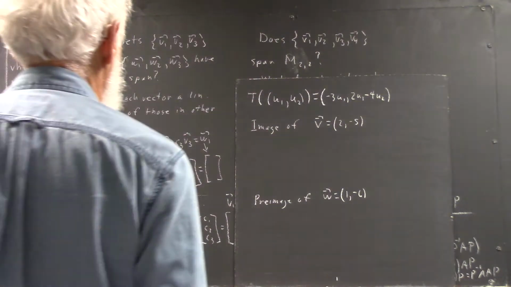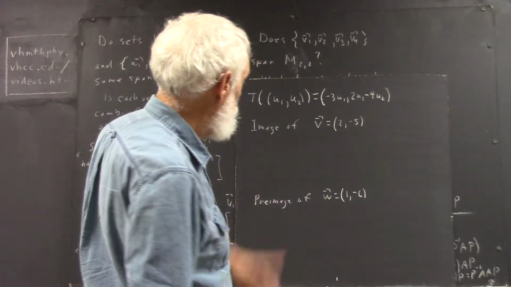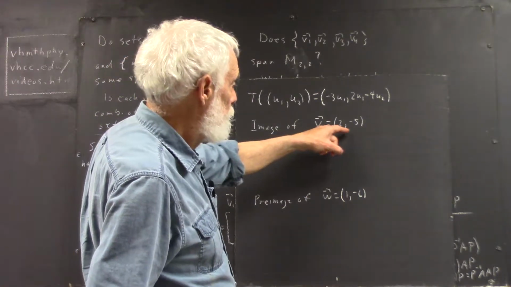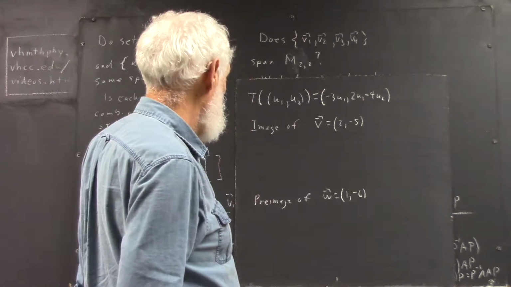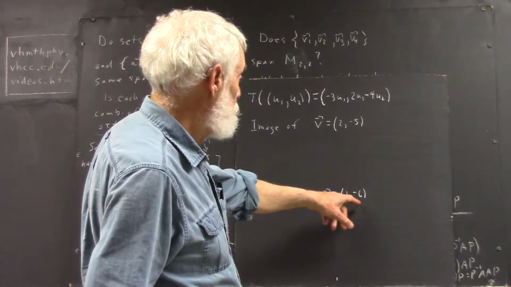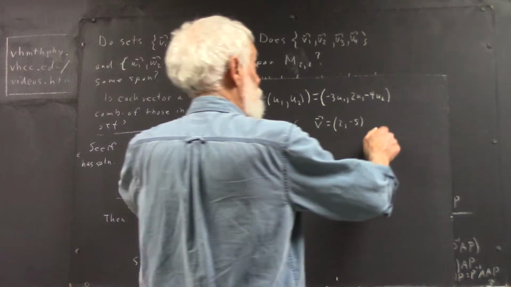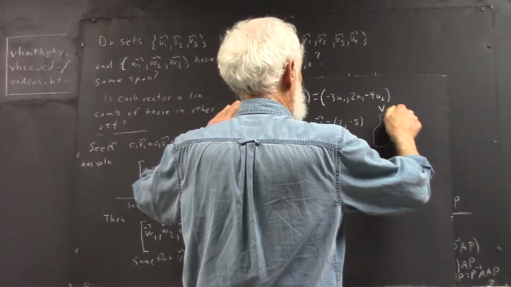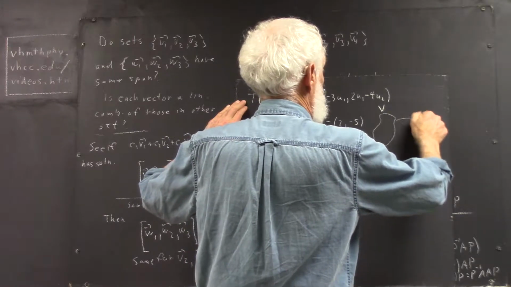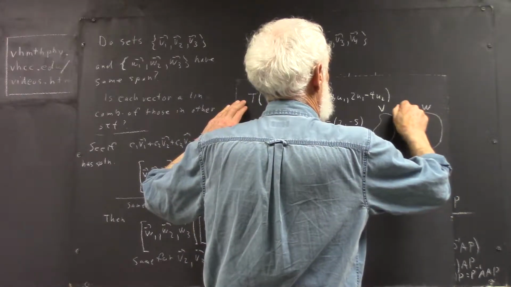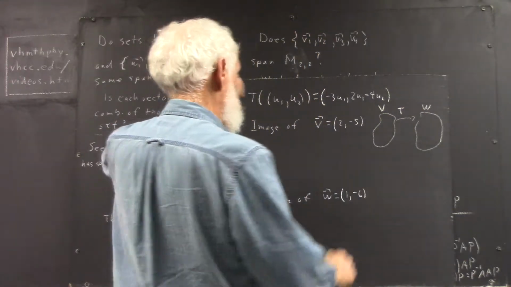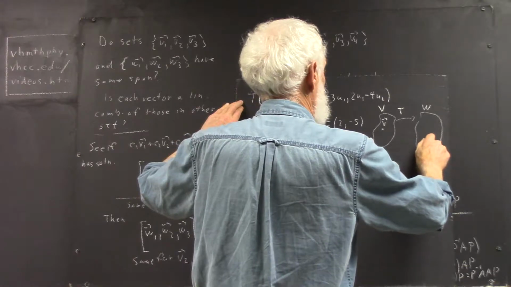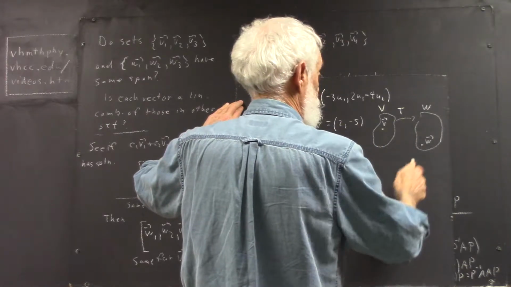Let's say we have a linear transformation of this nature, and we want to find the image of V, which is the vector (2, -5), and then maybe the preimage of W equals (1, -6). Now we can think of T as acting on a vector space V, mapping that vector space to vector space W.